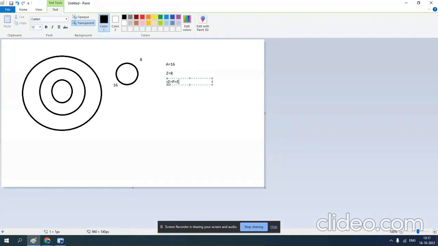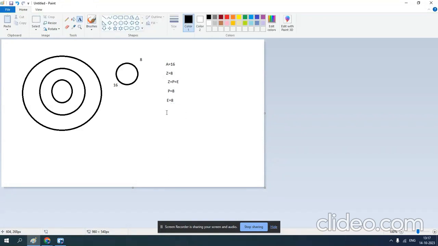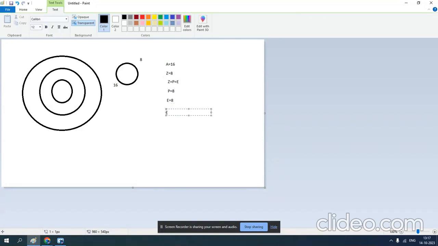Then we write Z equals P equals E. What does this mean? This means that Z, which is the atomic number, equals protons equals electrons. So whatever value Z is, that's also the value for protons and electrons. So P equals 8, E equals 8.